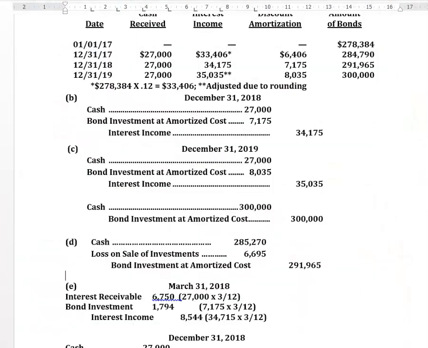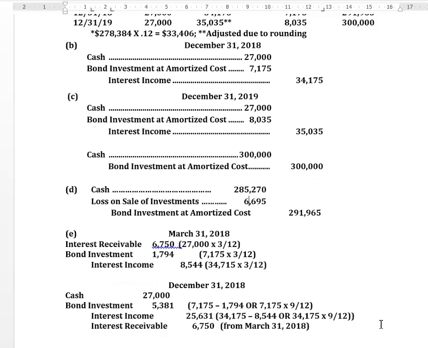So what you need to do is you need to record whether or not you got a gain or a loss in the sale of the bond. So what you want to do is you want to compare the carrying value of the bond at the date you sold it to the amount of money you got for it. You only got $285,270 for a bond that was booked on your books at $291,965. So you're going to plug that amount on the debit side for $6,695. So if you got $285,270 for an investment that you have valued on your books at $291,965, you lost $6,695 on that investment. All right.